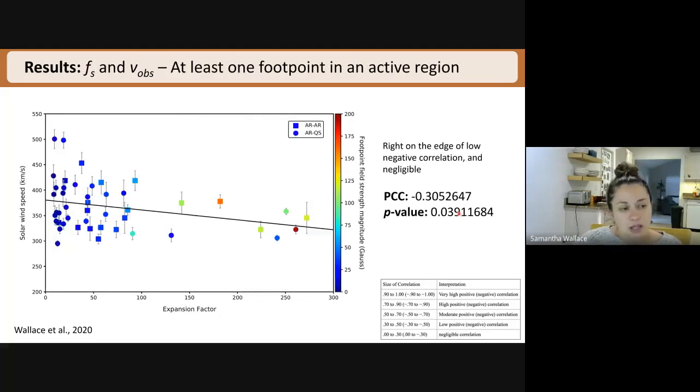So these are the remaining field lines. So here are pseudostreamers with at least 1 active region on either side of the cusp. So this is the only population where we see a correlation coefficient that's right on the edge of negligible and low, but still not that moderate or high correlation that we were looking for.